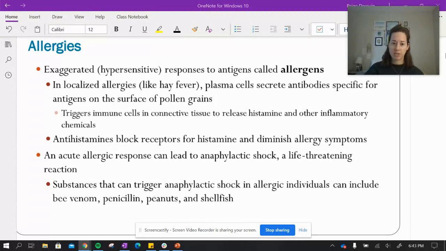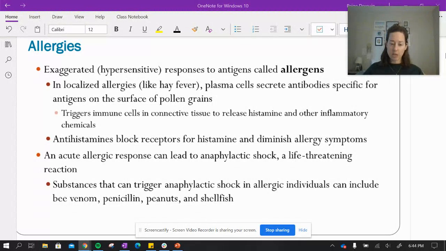When these antibodies do this, it triggers the immune cells in connective tissue to release histamines and other inflammatory chemicals. And those are your allergy symptoms, like runny nose because your blood vessels dilated, and hot, scratchy eyes because, again, more blood went to that area. And those histamines are going to be responsible for that. So that's why you take antihistamine or allergy medication.